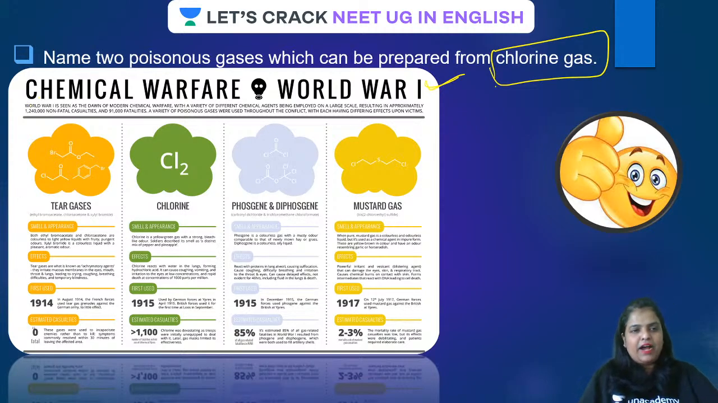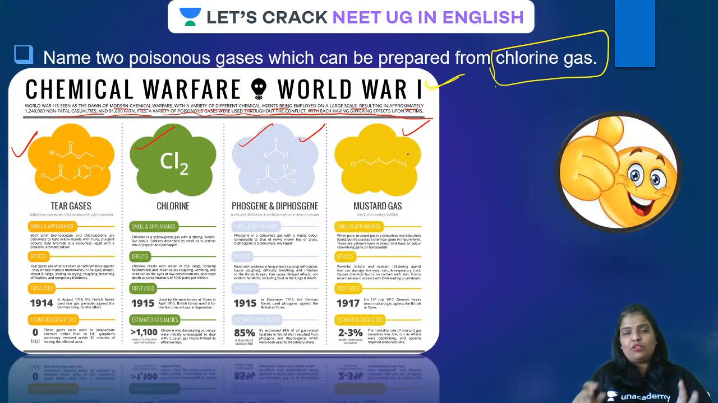World War I is seen as the dawn of modern chemical warfare, with a variety of different chemical agents being employed on a large scale, resulting in approximately 1 crore 2,40,000 non-fatal casualties and 91,000 fatalities. A variety of poisonous gases were used throughout the conflict, with each having different effects upon victims, whether you talk about tear gas or chlorine or phosgene or diphosgene or mustard gas. Is that clear, guys?